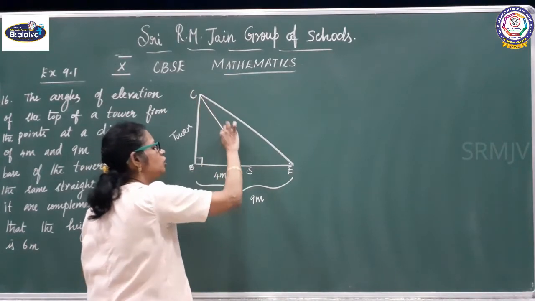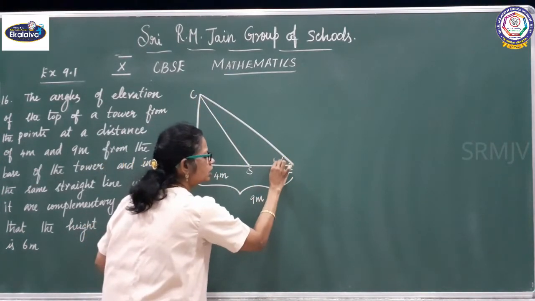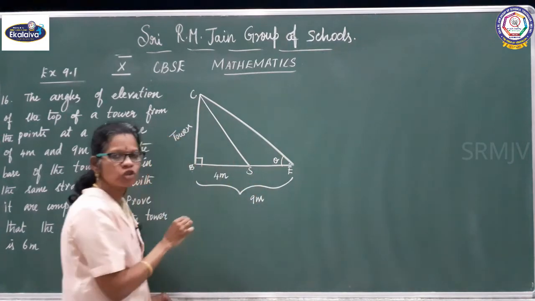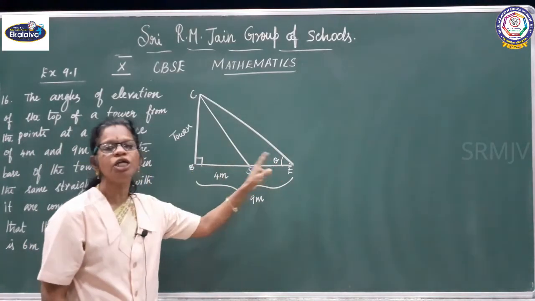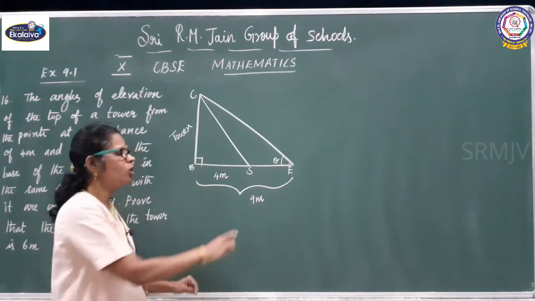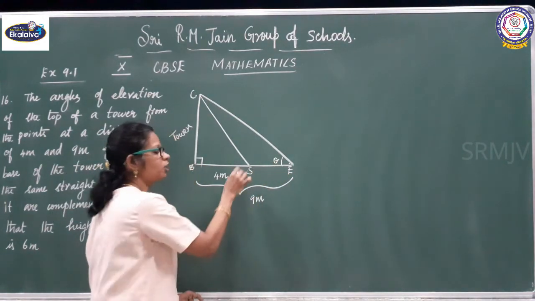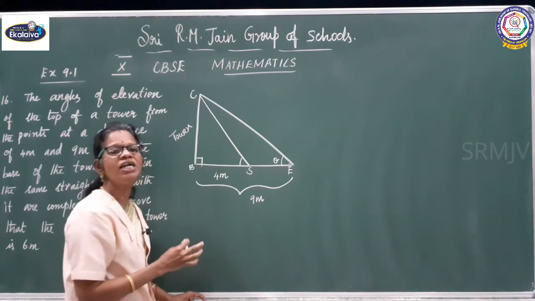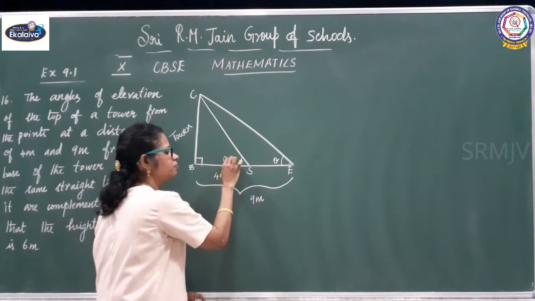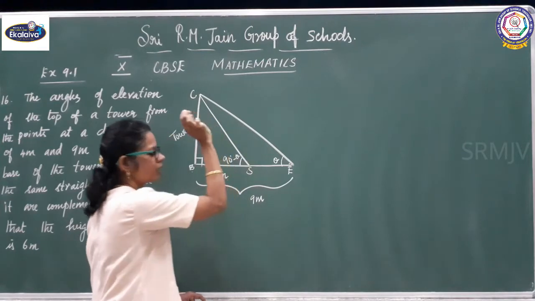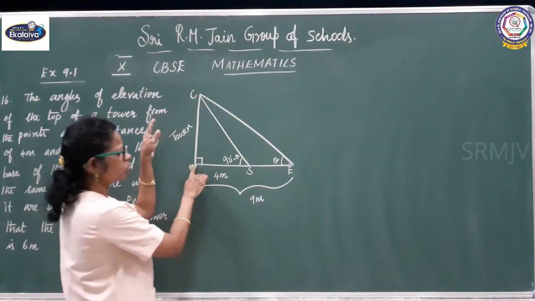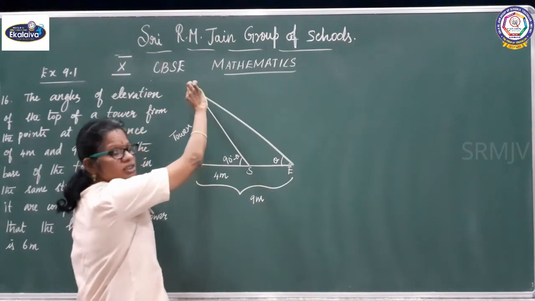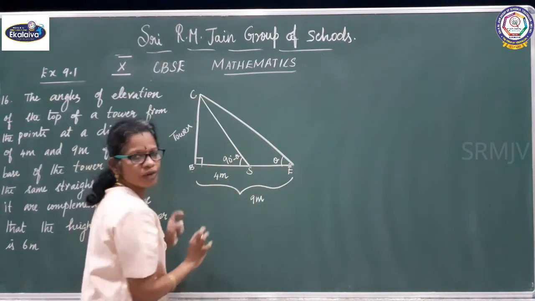You have to connect C to S. This is theta. That means what is the position of S? They said straight line with angles complementary. That means when you add these two angles, it will give you 90 degree. That is the meaning. So this one I consider as theta, then what is the position of this? 90 minus theta, right? Angle of elevation. So this is our horizontal line. This is our line of sight, angle of elevation.